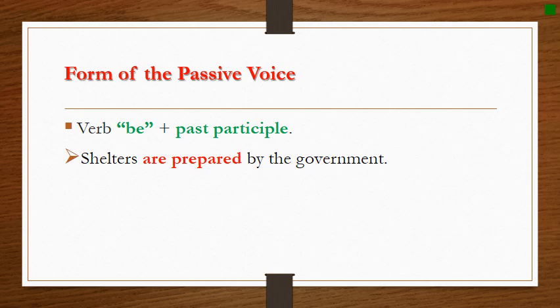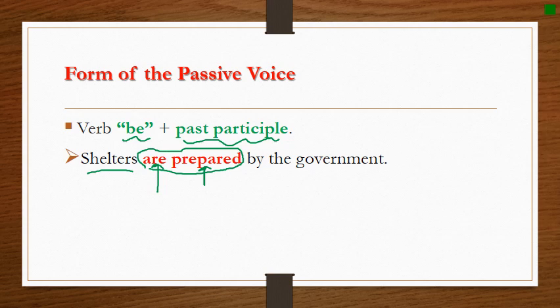First of all, every sentence in the passive voice needs verb to be plus past participle. For example, verb to be in the appropriate tense. For example, shelters are prepared by the government. Where do you see the verb to be here? Shelters, meaning they are. The present tense of the verb be is is, am, are. But shelters, they are. It takes are. And prepared is the past participle, by the government.